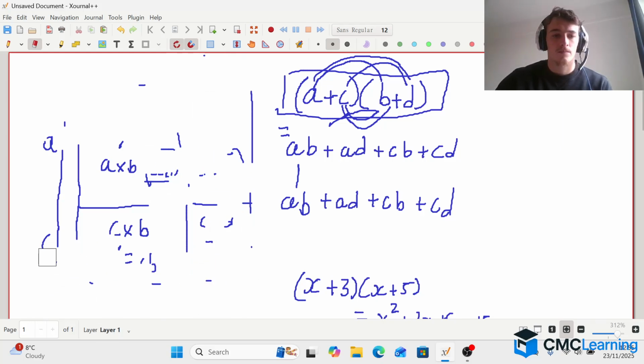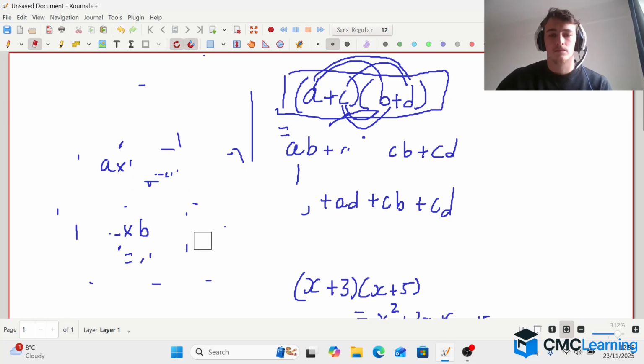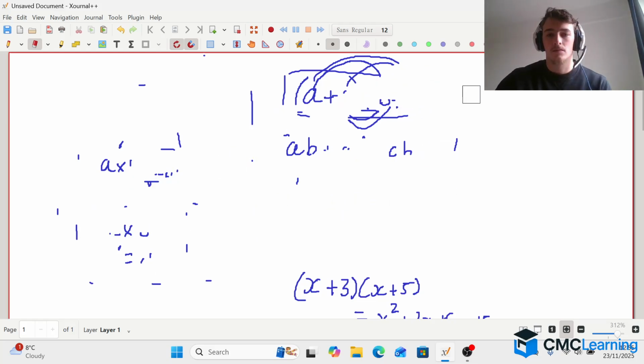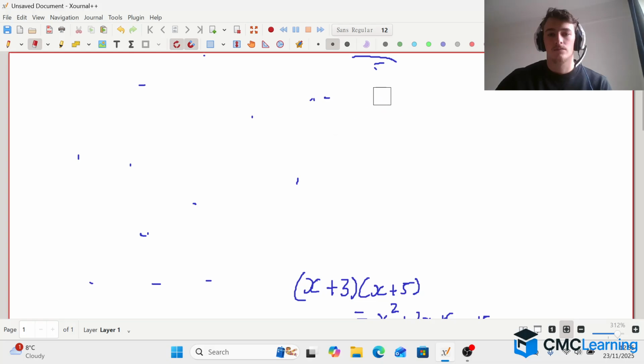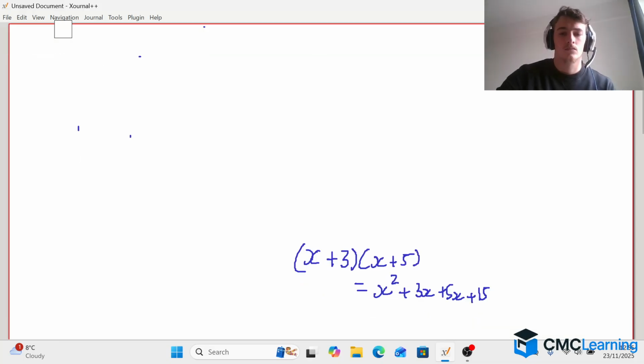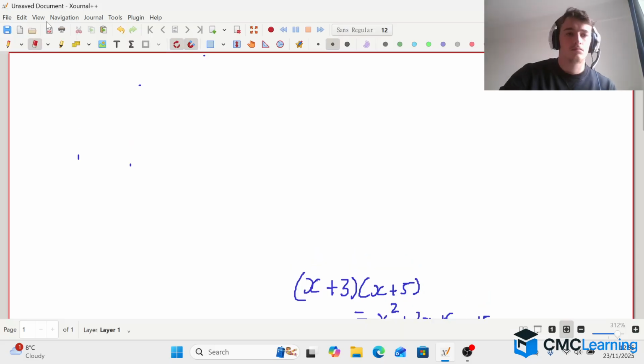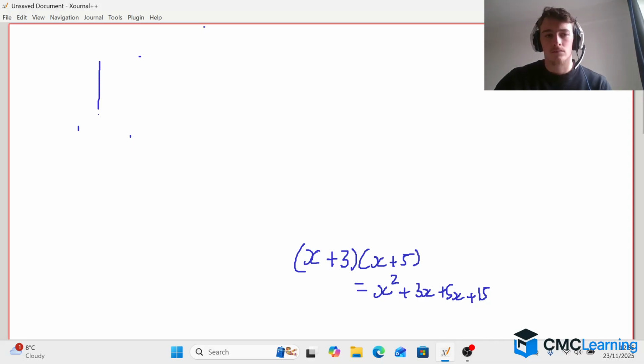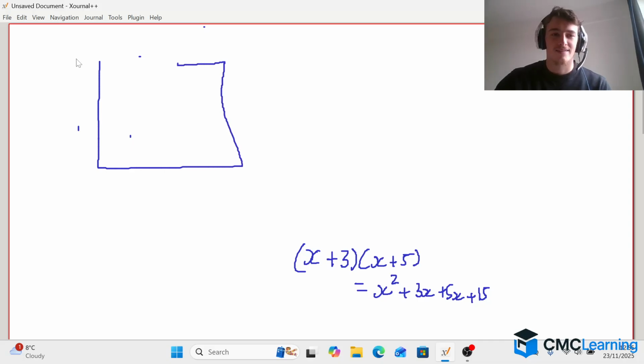let me rub this out. It's taking me a while. Well, you could imagine this as you have a rectangle. Ha! That is not a rectangle. Hold on.